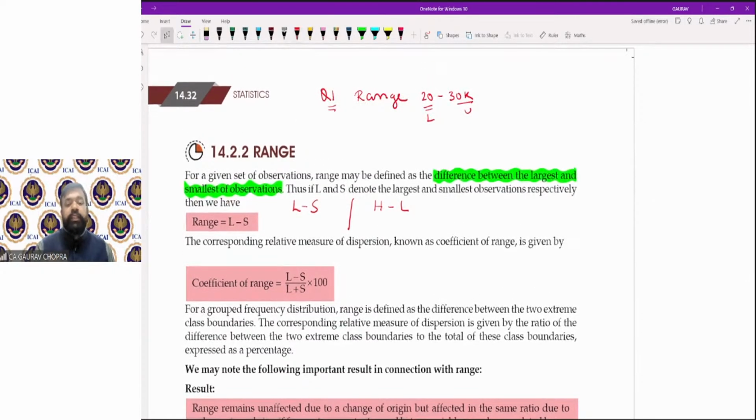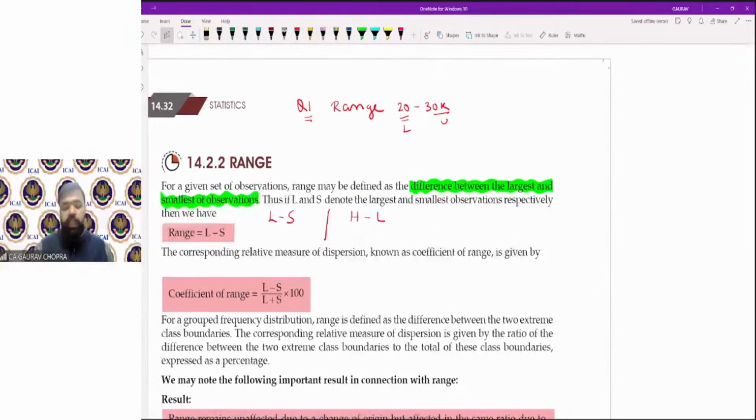So let's say a series is given, एक सीरीज आपको दे रखी है और उसका रेंज कैलकुलेट करना है: 10, 15, 40, 25, 30, 18. Now इस सीरीज में से आपको रेंज कैलकुलेट करना है, then what will you do? सबसे पहले आपको देखना है the highest value. Highest value is 40, lowest value is 10. Now the difference is 30. Therefore, range is equal to 30. Range आपका आ चुका है 30. So this is the very simple formula.